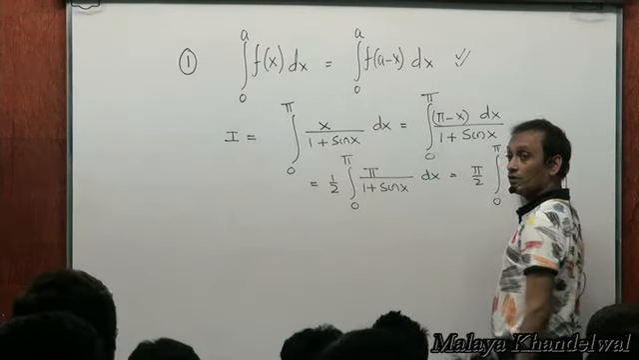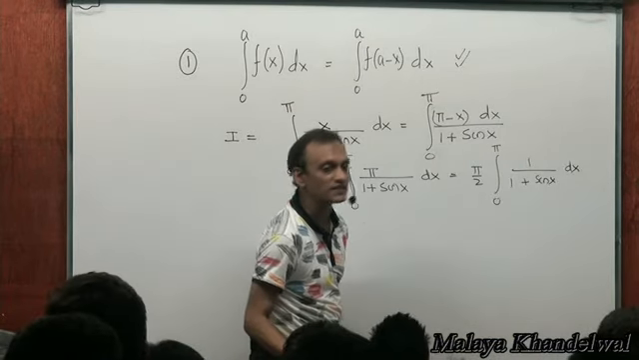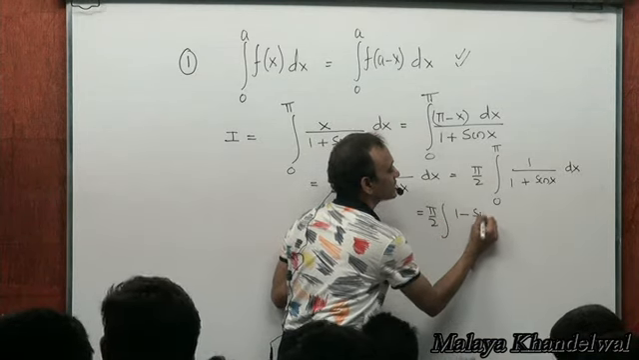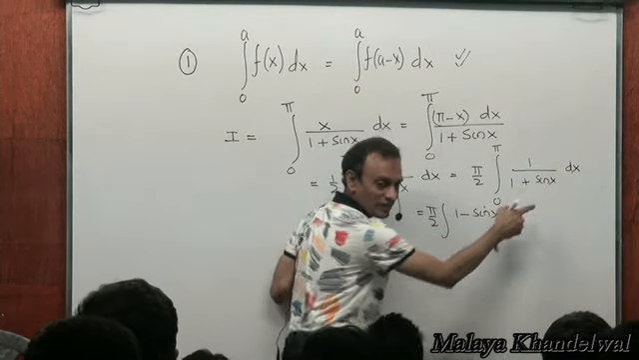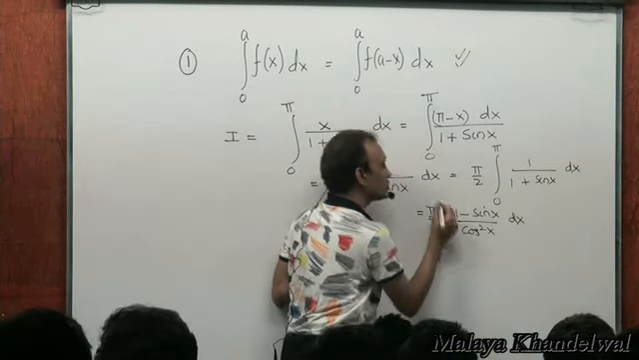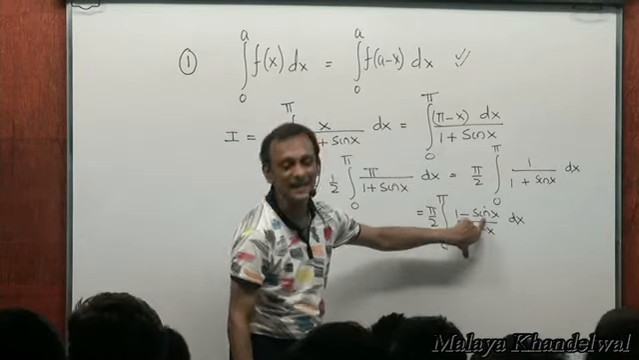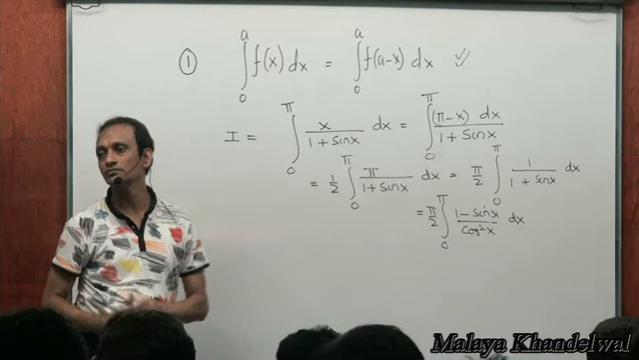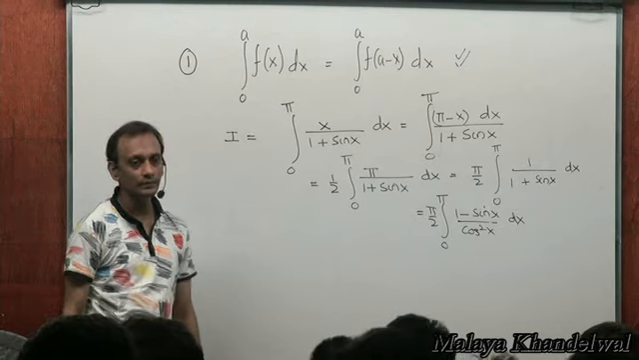Yes, some of you. Multiply numerator and denominator with 1 minus sin x. That's the best thing to do here. So this will be 1 minus sin x divided by 1 minus sin squared x, which is cos squared x, dx from 0 to pi. And 1 by cos squared x is sec squared x, and this is sec x tan x. Sec x tan x will integrate to sec x. Yes or no? Got me?